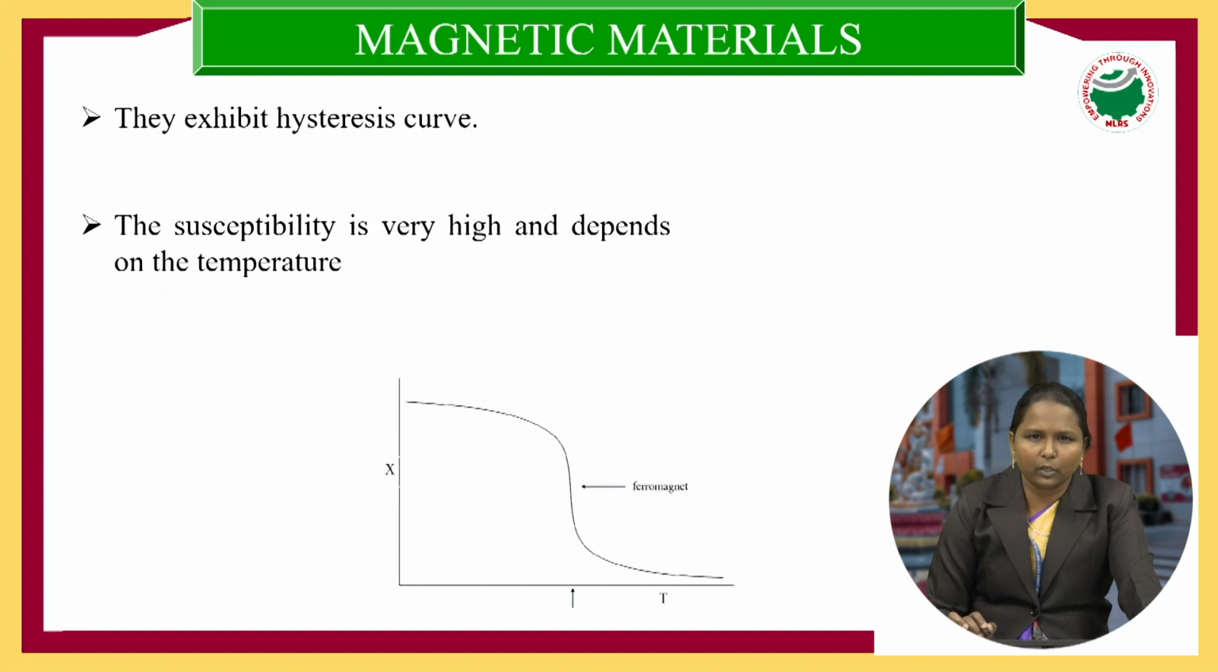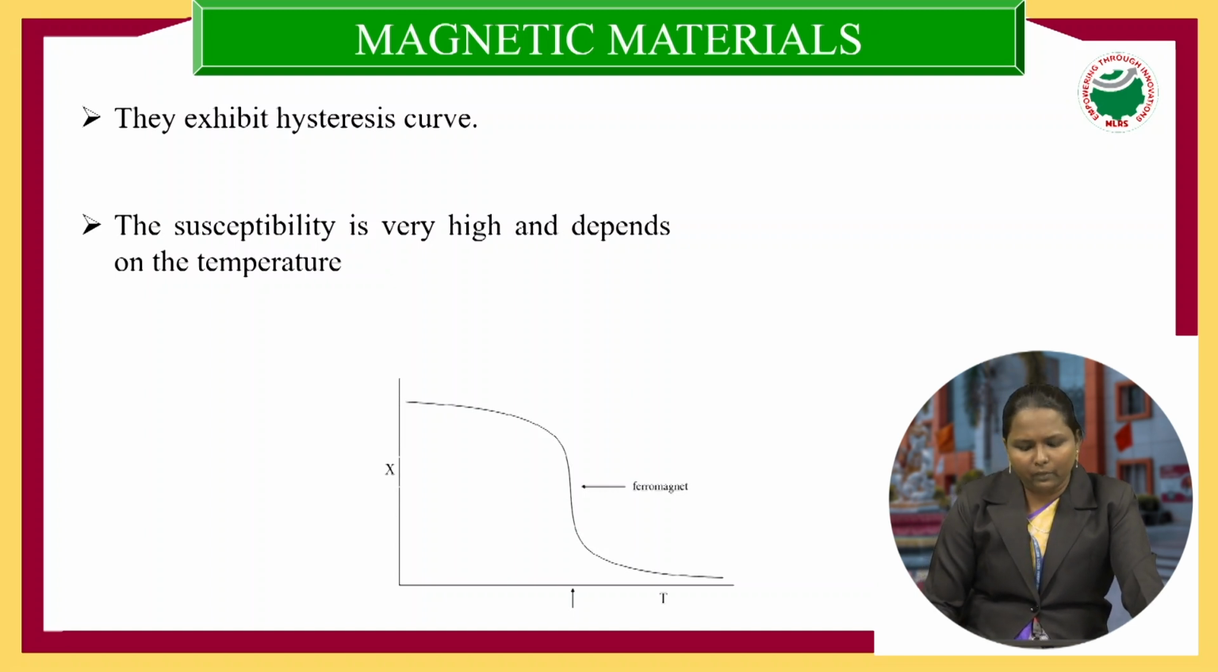So that closed loop is called the hysteresis loop. It is a process of converting non-magnetic material into magnetic material. How it happens will be shown in a closed loop, so that is called the hysteresis curve or hysteresis loop. The susceptibility of the material is very high and it depends upon the temperature.